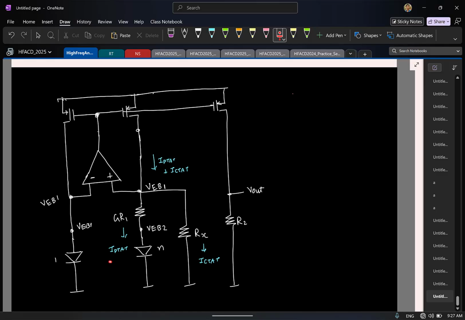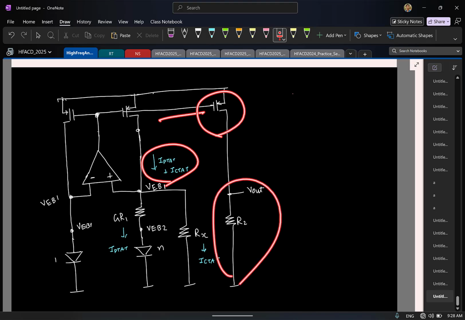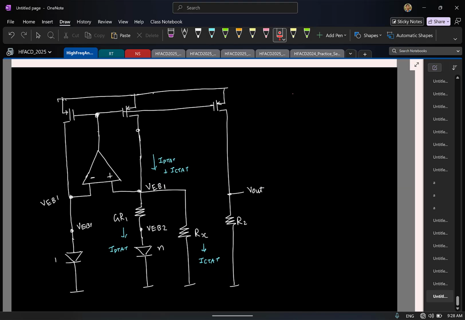Because all I want to get is a PTAT current, CTAT current. So this is VEB1. So VEB1 by Rx gives the CTAT current. Similarly, difference between the VEBs by R1 gives the PTAT current. That is nicely getting summed up here. That I am nicely mirroring it and passing it through R2. So this way I can get Vout. Here Vout will be VEB1 by Rx plus delta VEB times R2 by R1.